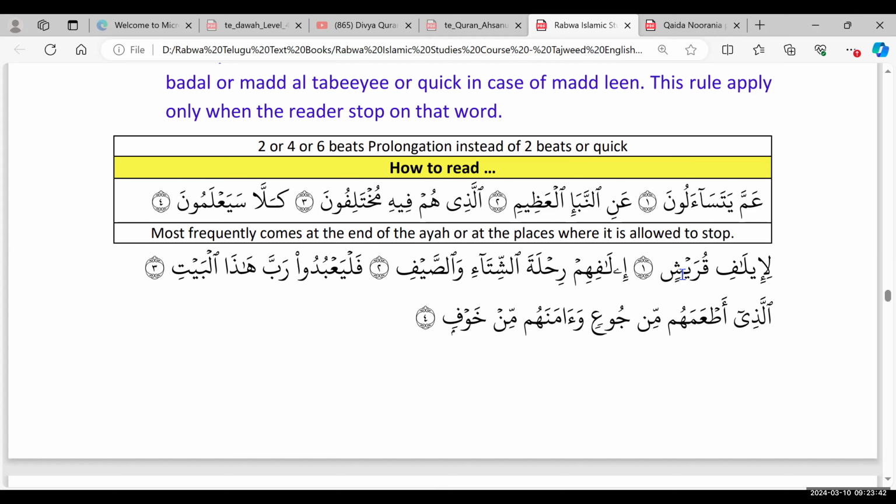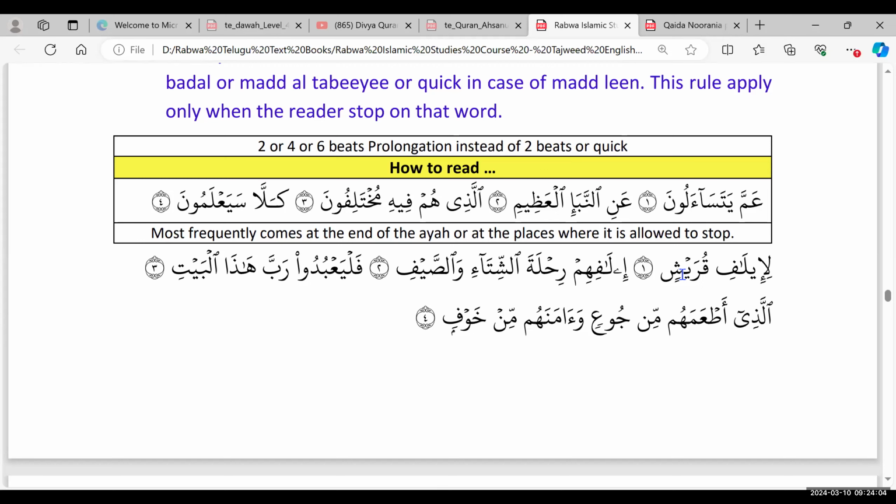If the leen comes in between the ayah, any word in between the ayah, then we have to read it as quickly as possible. But here it is at the end of the ayah, just before the last letter of the ayah. In this case, Mad Arid lil Sukun applies. So you have to read it with 2 units, 4 units, or 6 units prolongation.